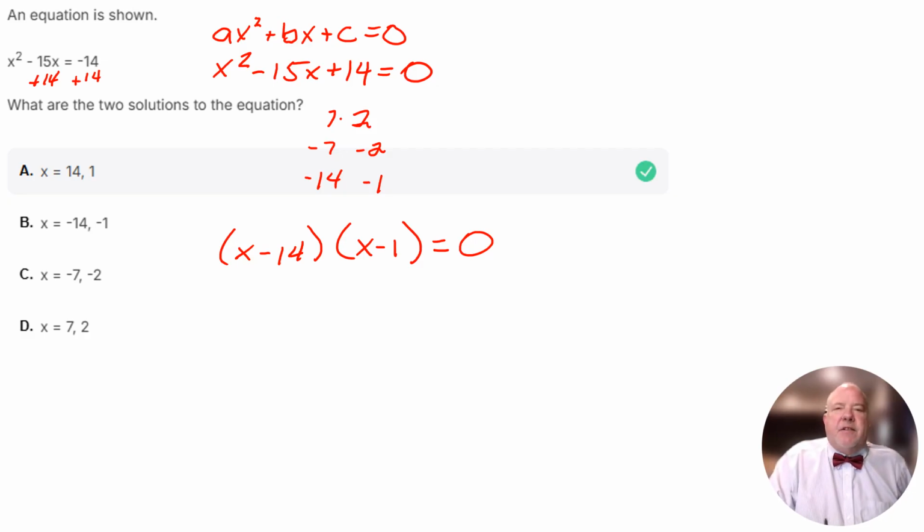So this is factoring. We took the quadratic equation they gave us and we factored it into this. And so now what we're looking for is two x values that would make this equation equal to 0. So you can see if x over here was equal to 14, then you'd have 14 minus 14 is 0. And then 0 times anything is 0. So one of the answers is 14. And then you're looking for the x value that would make this 0, which would be 1, 1 minus 1. So my answers are 14 and 1. And so you can see that's answer A.